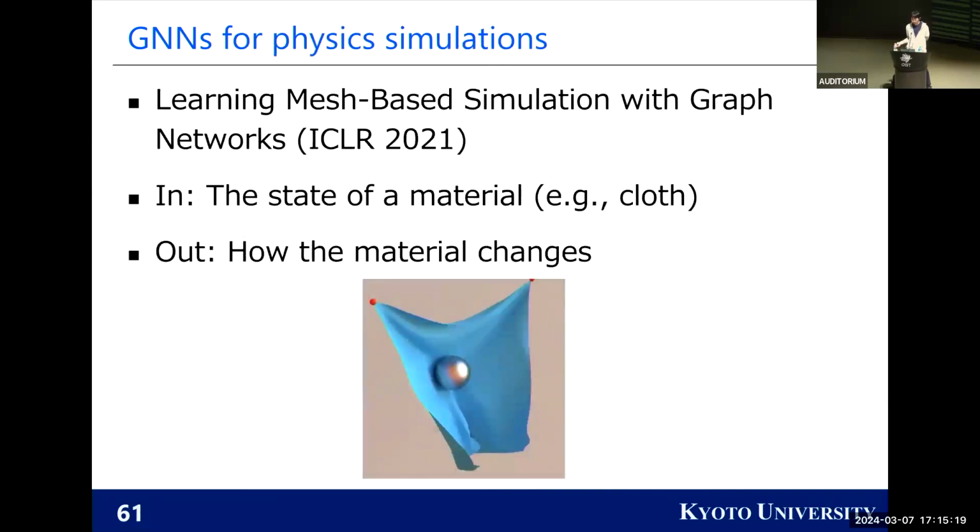And the next example is from a different domain, namely physics simulators. This paper, Learning Mesh-Based Simulation with Graph Networks, tries to build a physics simulator based on graph networks. Input is the state of the material, like cloth, and we want to estimate how the material or the cloth changes or moves.